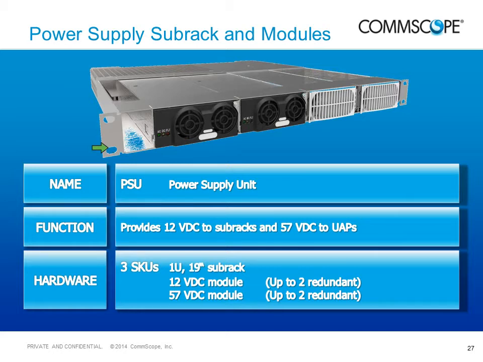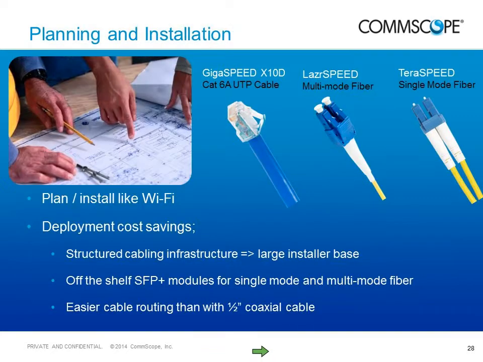Planning and installation follows the Wi-Fi planning and installation practices. The installation is based on a structured cabling infrastructure. We have a Cat6a cable and multi-mode and single-mode fibers as needed. But we always will have a Cat6a cable. The SFP Plus modules are off the shelf, and the cable routing for Ethernet cable or Cat6a cable is a lot easier than with half-an-inch coaxial cable.